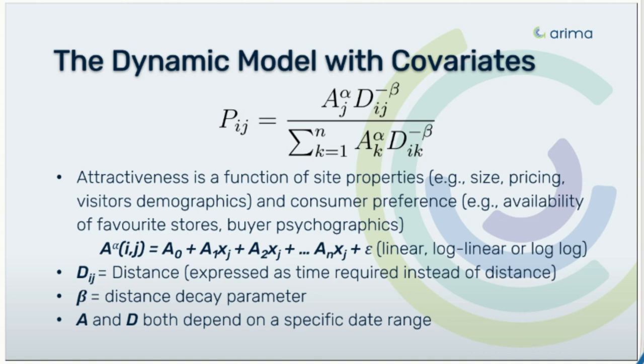So that's that. Distance, same thing. Back then, it was a straight line distance. Now we're expressing distance as the amount of time required to travel from point A to point B, and I'll discuss how that's being calculated in a second. Lastly, the distance decay parameter stays the same. And finally, A and D both depend on a specific time period. You can run this model on a weekly, monthly, quarterly, or annual basis, whatever makes sense for your business. But the point is, some of these parameters and covariates should change over time because of seasonality.